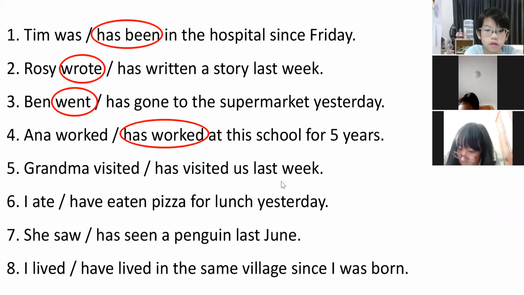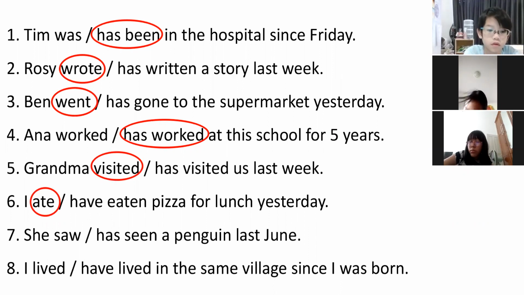Next, number five. Grandma has visited us last week. Look at the time expression. Last week. Has visited. What is the answer? Visited. Very good. Number six. I have eaten pizza for lunch yesterday. Yes, because our time expression yesterday, it only happened yesterday and it is not happening right now. Okay. She has seen a penguin last June. Very good.